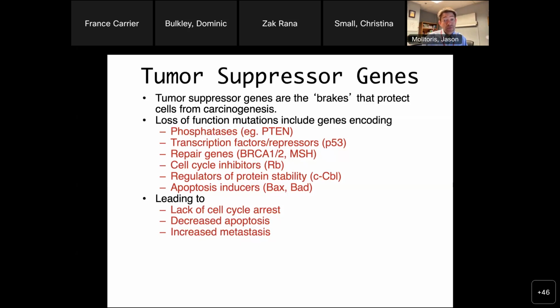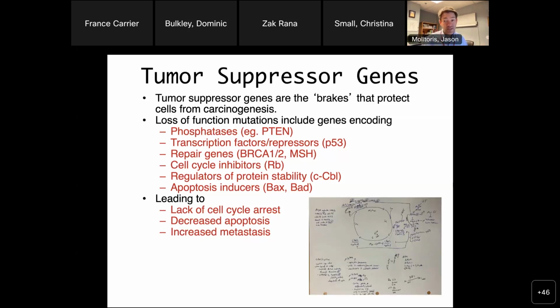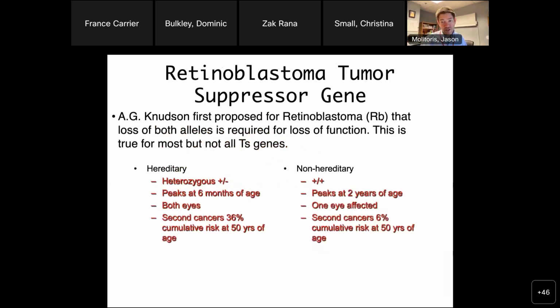So if you have loss of function in these tumor suppressors, then you have a lack of cell cycle arrest. So these cause cell cycle arrest. You remove it, I think about it like a double negative. Then you get lack of cell cycle arrest, you get decreased cell death, and you can have increased ability to metastasize. Okay, again, these fall onto the sheet.